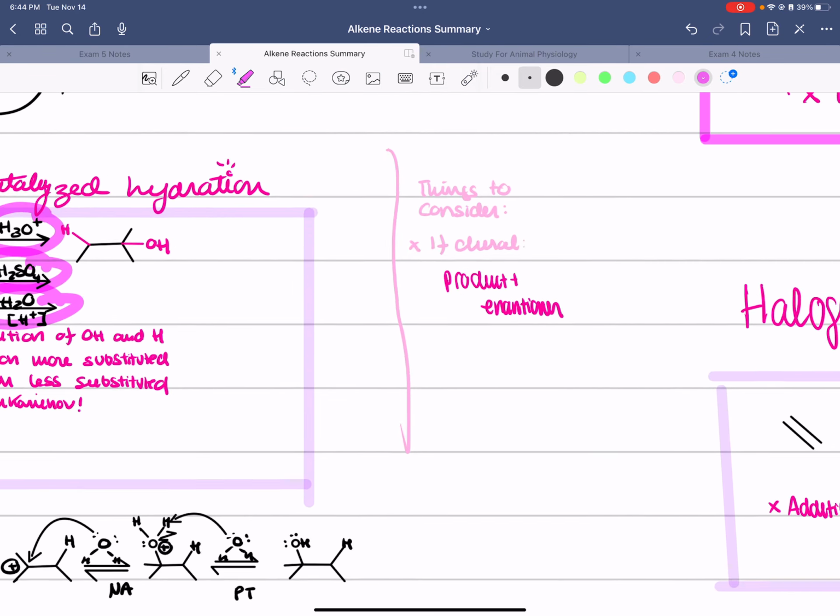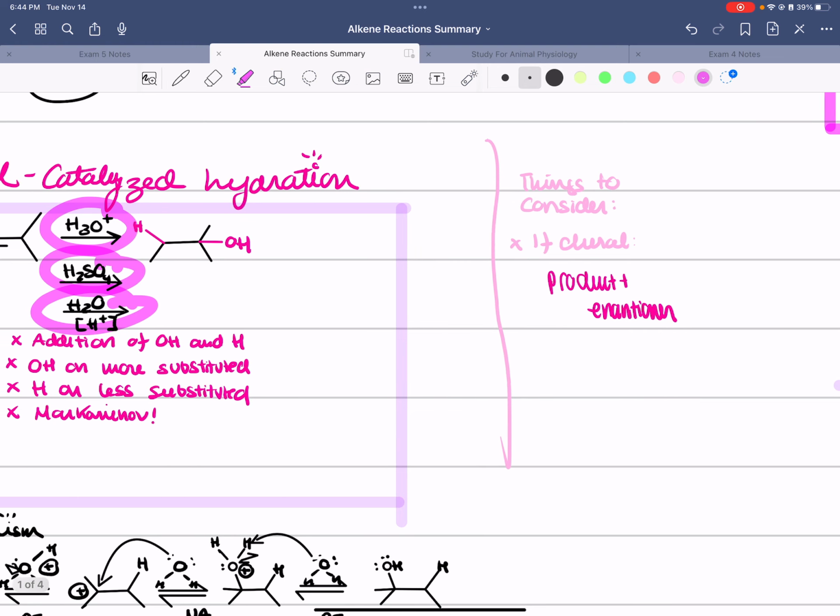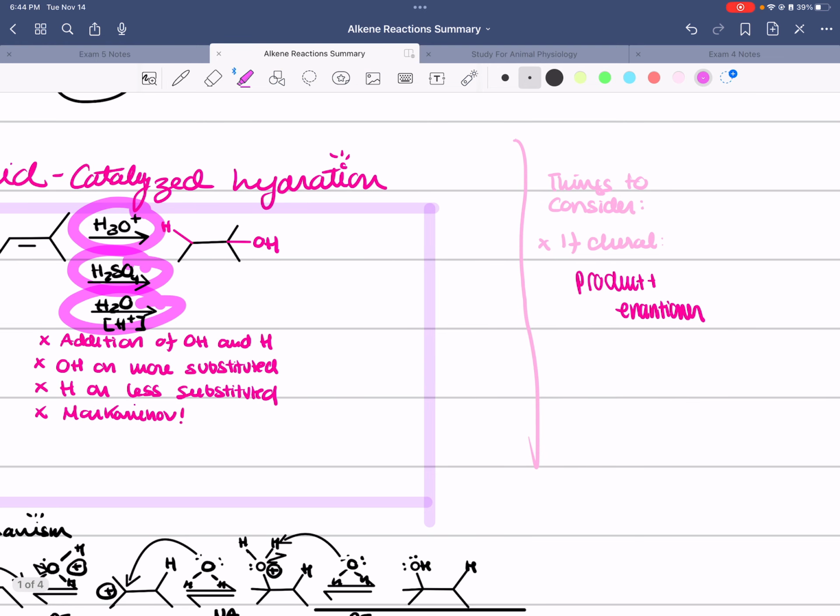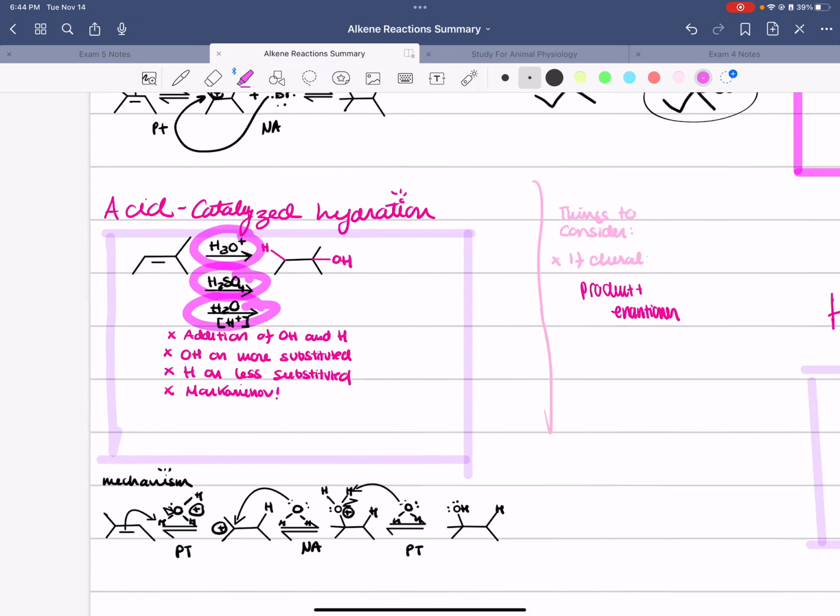So something to consider for this reaction is that if it's chiral, we're going to have a product plus enantiomer. Meaning that if we add our OH and we create a chiral center, then most of the time we're going to get a product plus enantiomer.